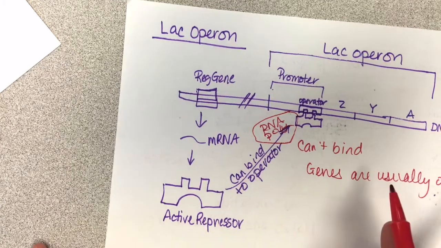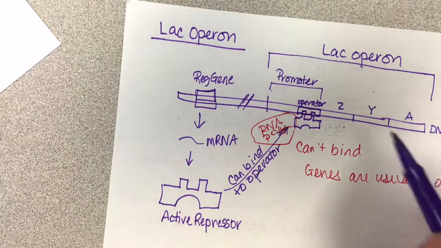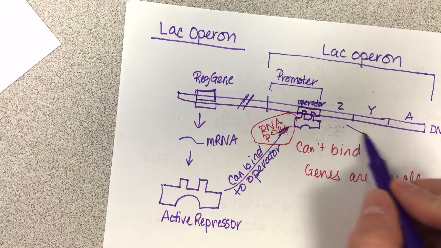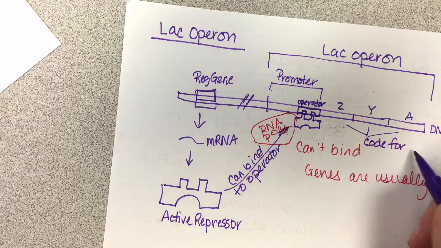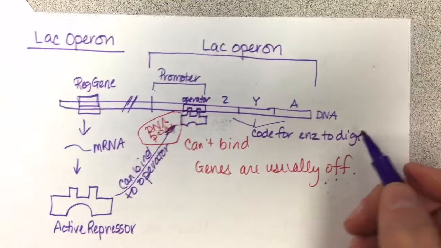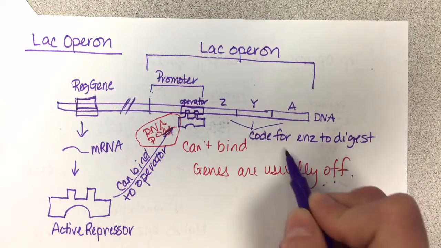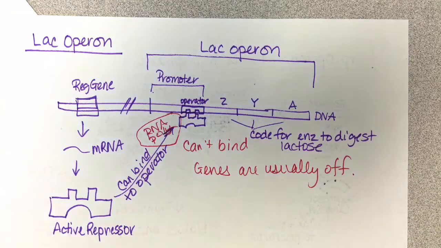And when would we want these genes to be turned on? Well, what do these genes do? These three here code for enzymes to digest lactose or to metabolize lactose. And so we would want these genes on only when lactose is present in the environment. So if lactose isn't present, then the genes are off and we don't make these enzymes.